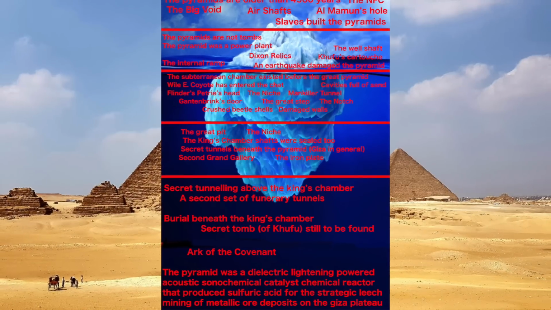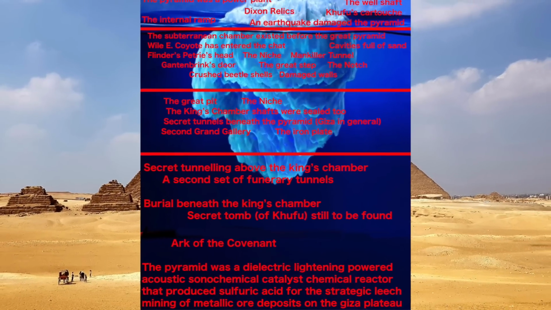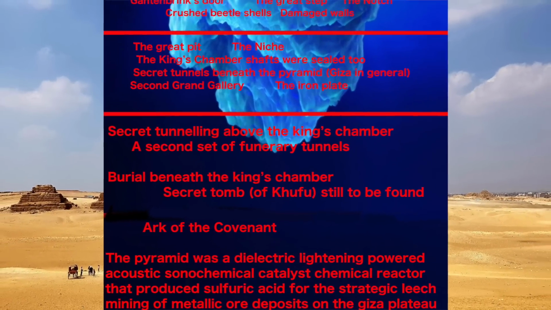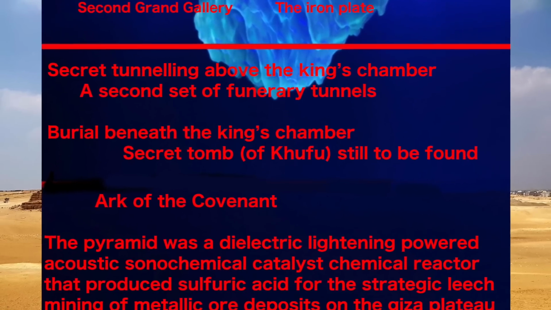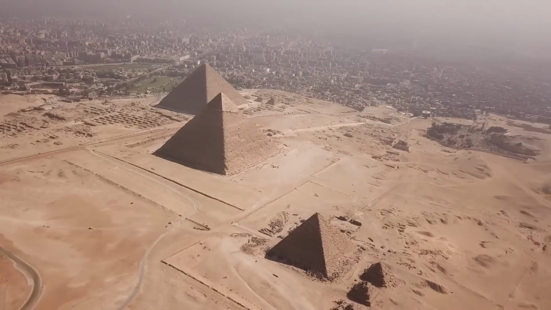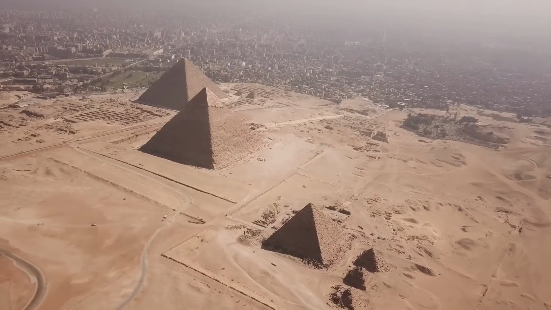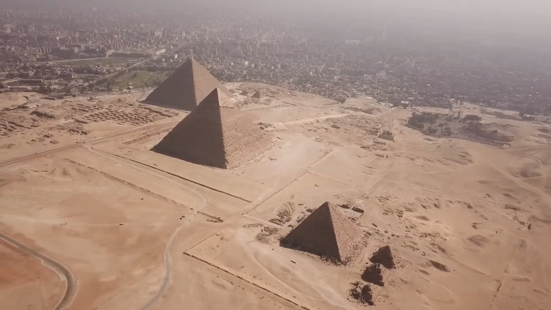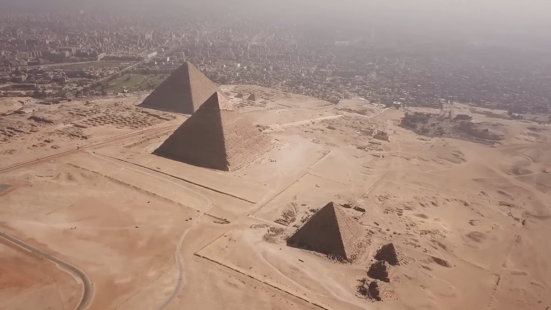Burial beneath the king's chamber. Speaking of secret tombs still existing inside the pyramid, a slightly different tangent, but one that there is some circumstantial evidence for, is the possibility of some sort of chamber existing beneath the floor of the king's chamber.